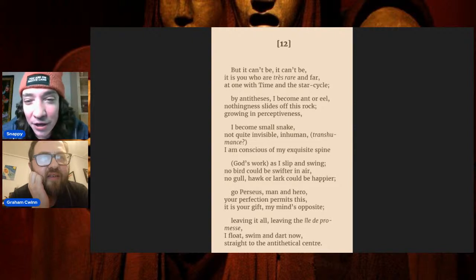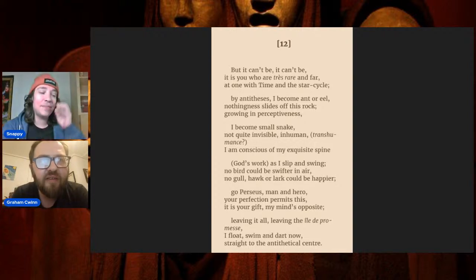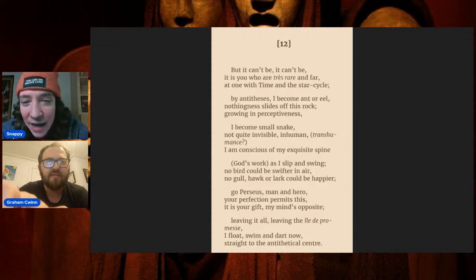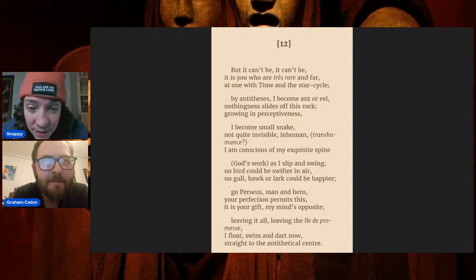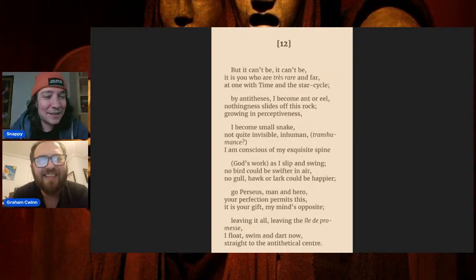But it can't be. It is you who are très rare and far, at one with time, the star cycle. He's talking about him as that Dionysus, right? By antithesis, I become ant or eel. Nothingness slides off this rock, growing in perceptiveness. I become small snake, not quite invisible, inhuman, transhumance. I am conscious of my exquisite spine, God's work as I slip and swing. No bird could be swifter in air, nor gull, hawk, or lark could be happier. Go, Perseus, man and hero. Your perfection permits this. It is your gift, my mind's opposite. Leaving it all, leaving the Île de Promesse, I float, swim, and dart now, straight to the antithetical center. She's going to Ionic life, the antithetical center, following the middle way, moving between the poles, right?